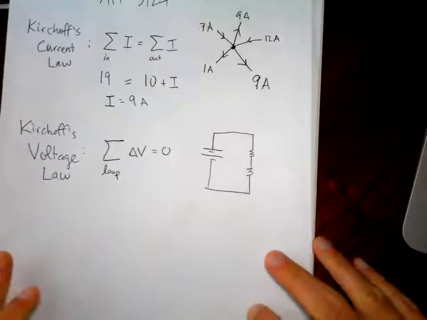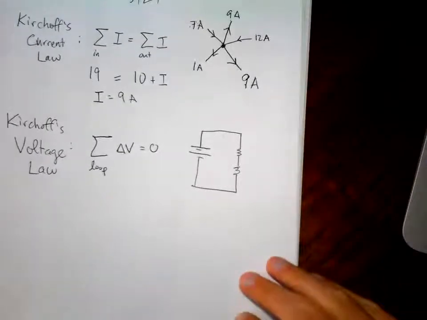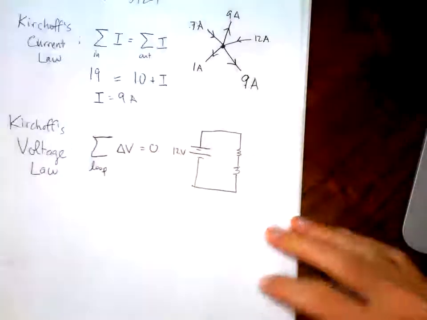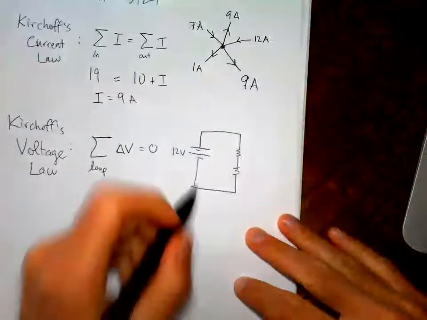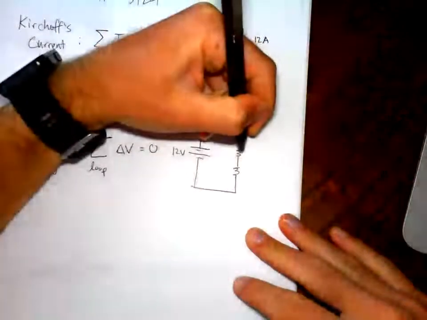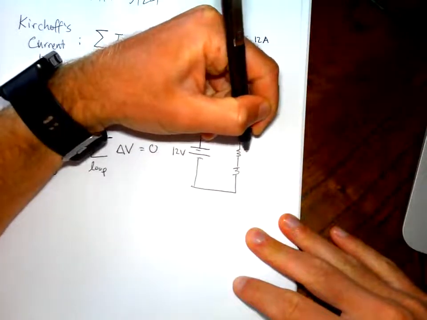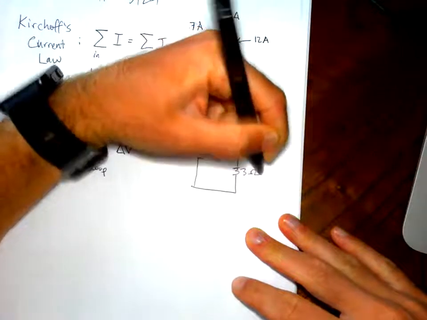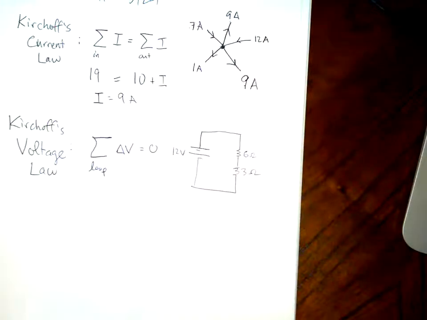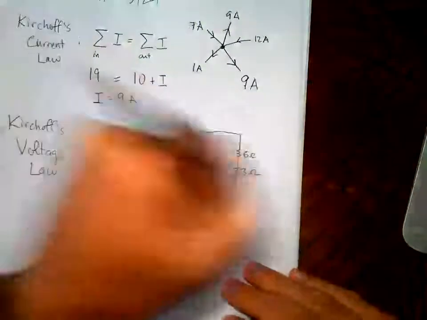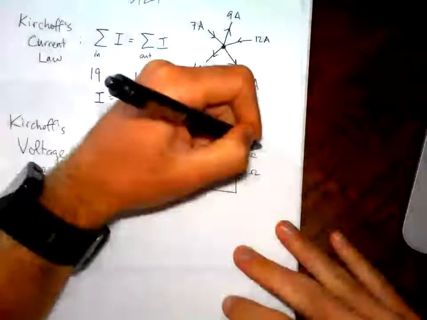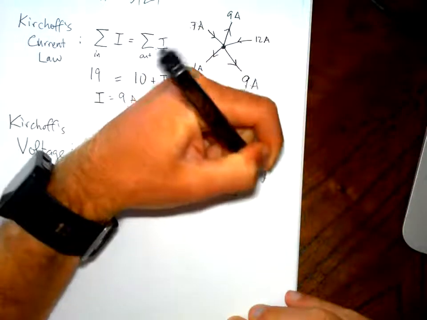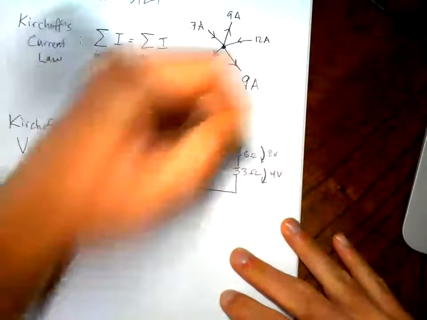So we've got a voltage divider circuit, and let's say this is 12 volts. And then we have these resistors. Maybe this is a 6 ohm resistor. This is a 3 ohm resistor. Okay. Then if you were to solve this voltage divider circuit, you would find that there's a drop of 8 volts across this one, and there's a drop of 4 volts across this one.